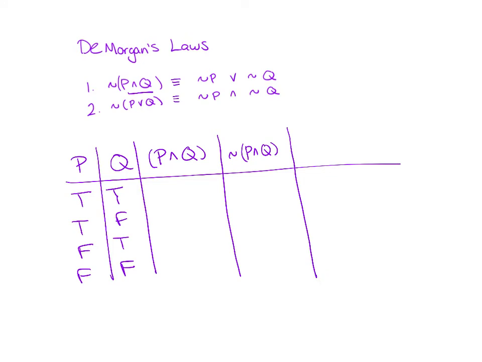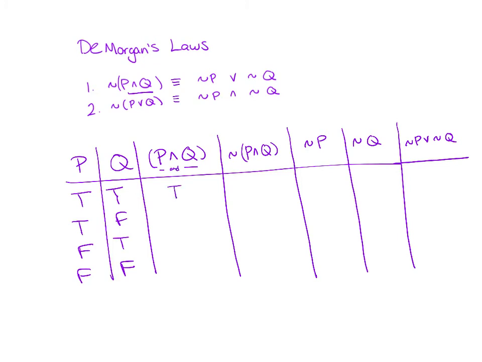And then we'll have our not P, not Q, and then our not P or not Q. All right, so let's fill some of these in. So I have P and Q, so that's only going to be true when both are true. So it's true in the first case and false otherwise. And now if I negate P and Q, I'm going to get false, true, true, true. So I'm starting with a false, true, true, true on the one side of my logical equivalence.